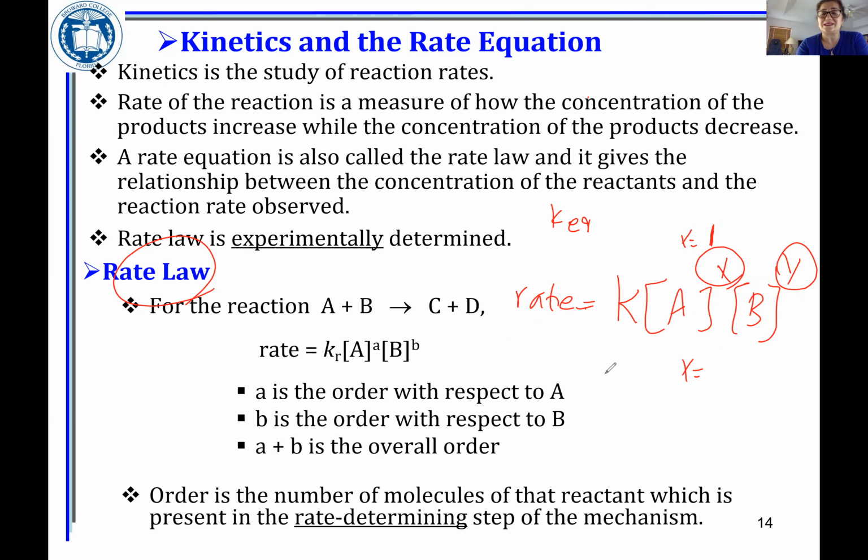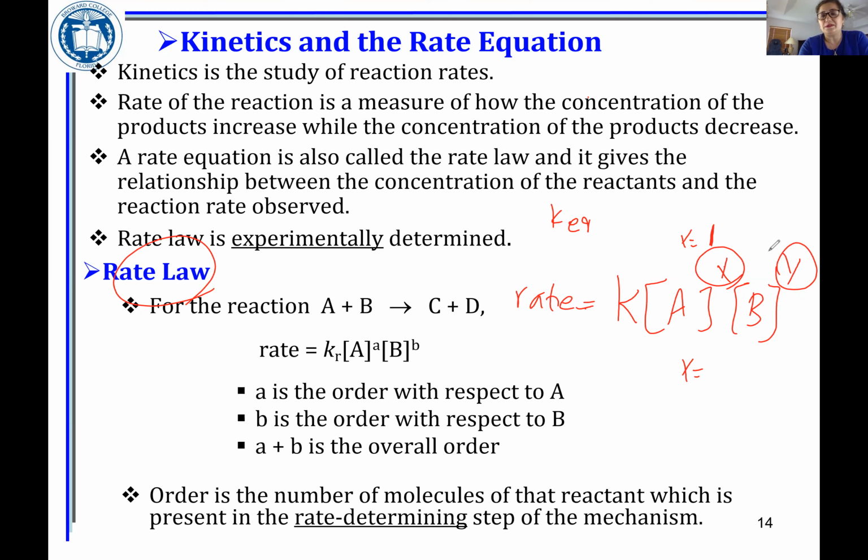You do need a set of experiments in order to see which one is constant, what the change in the concentration of A is, and how it affects the change in the rate of the reaction. But these numbers are experimentally determined.